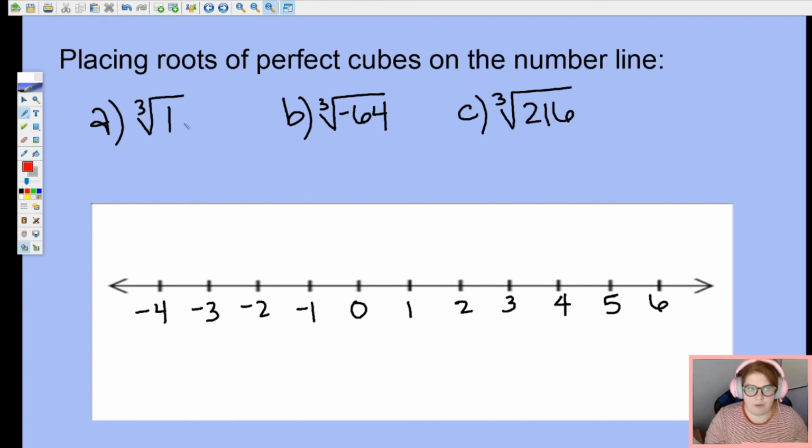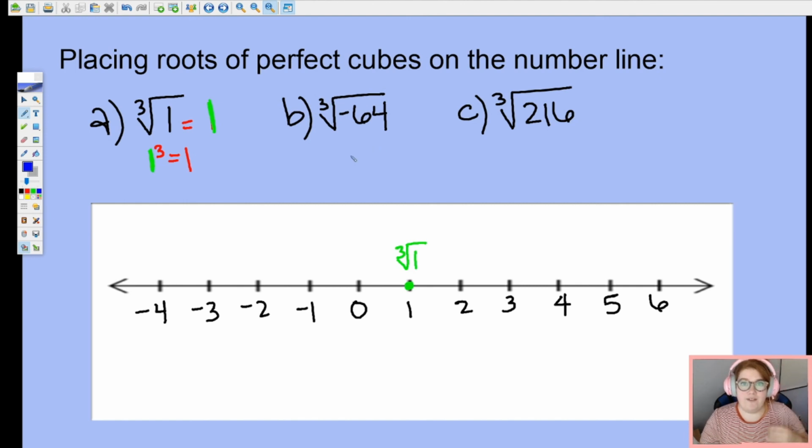1 times 1 times 1 is 1. So the cube root of 1 is 1. So I can place this right here. And I'm going to make sure that I label it appropriately.